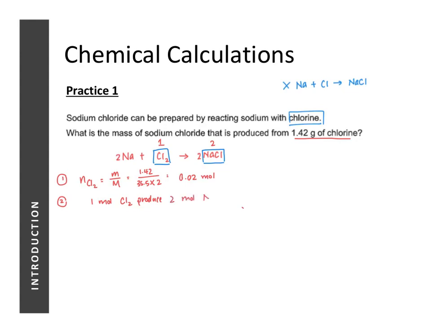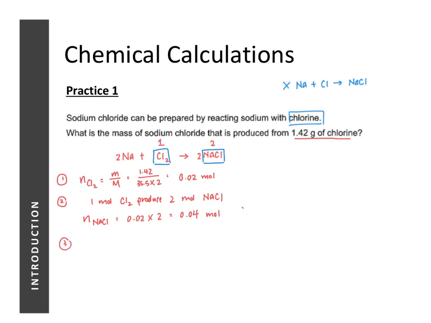So from the mole ratio we can now find the number of moles of sodium chloride. How? If 1 mole of chlorine produces 2 moles of sodium chloride, 0.02 moles of chlorine will produce 0.02 times 2, which is 0.04 moles of sodium chloride. Okay, now we'll go on to step number 3.